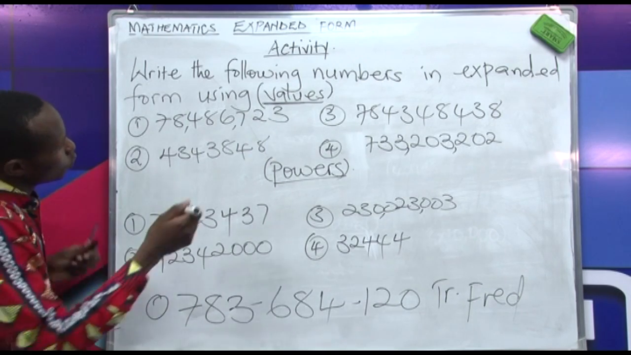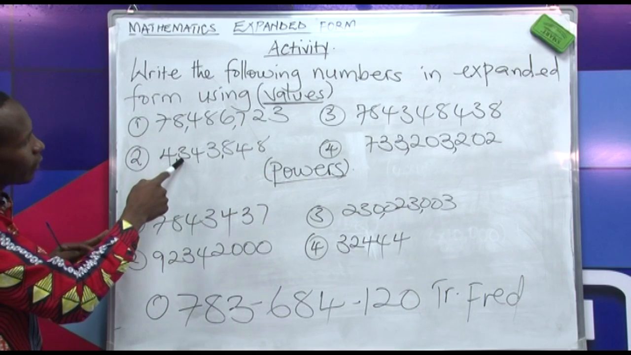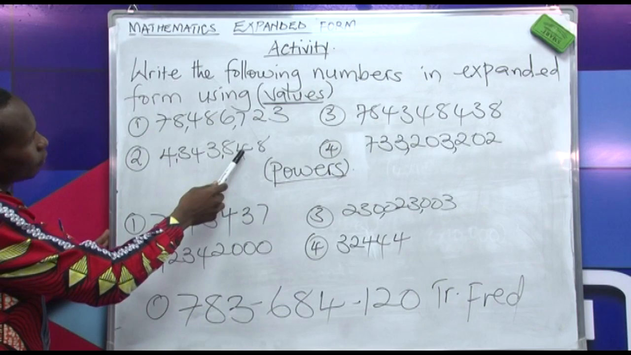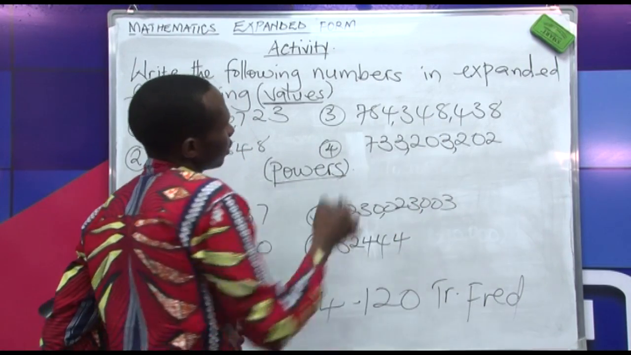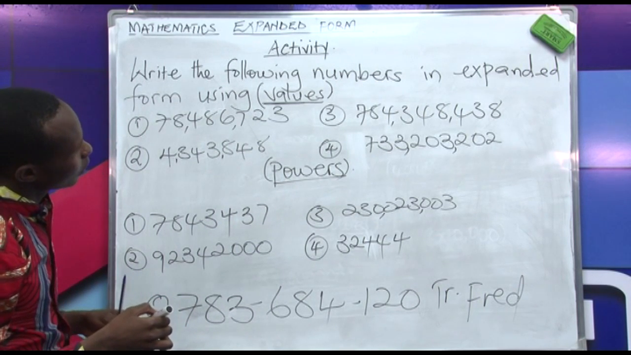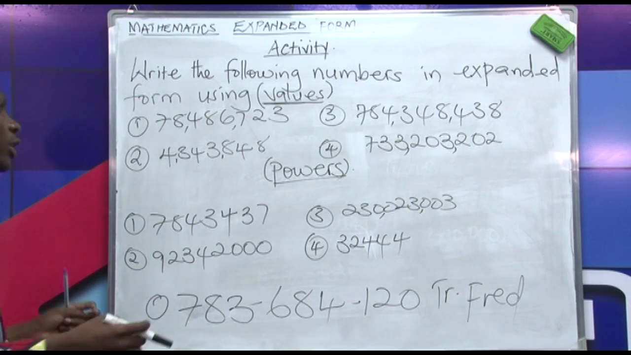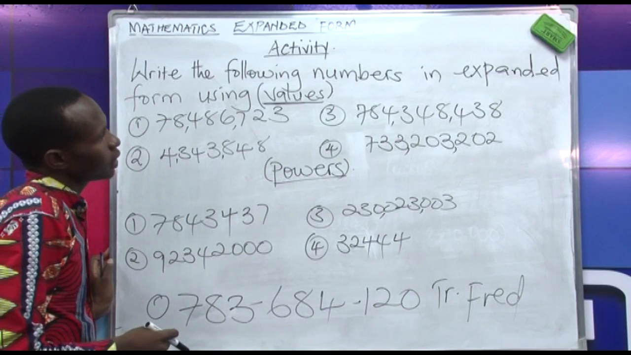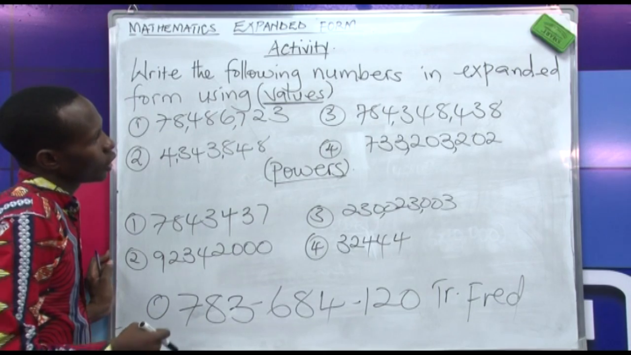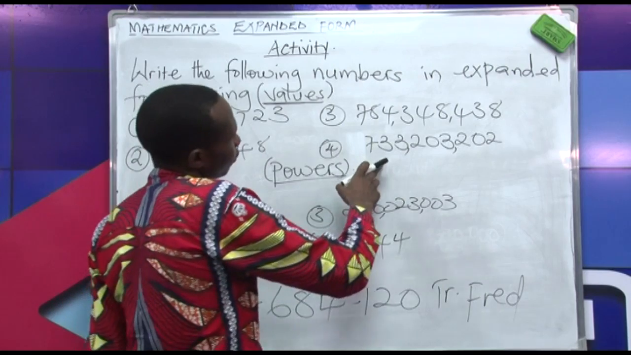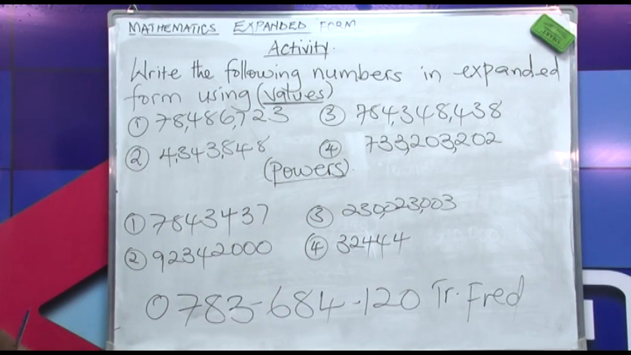Number two, you also expand the number 4,334,848 using values. When you come to number three, still on using values, the number is 384,348,438. They want you to write that in expanded form using values. Still on values, 733,203,202. They want you to write it in expanded form.